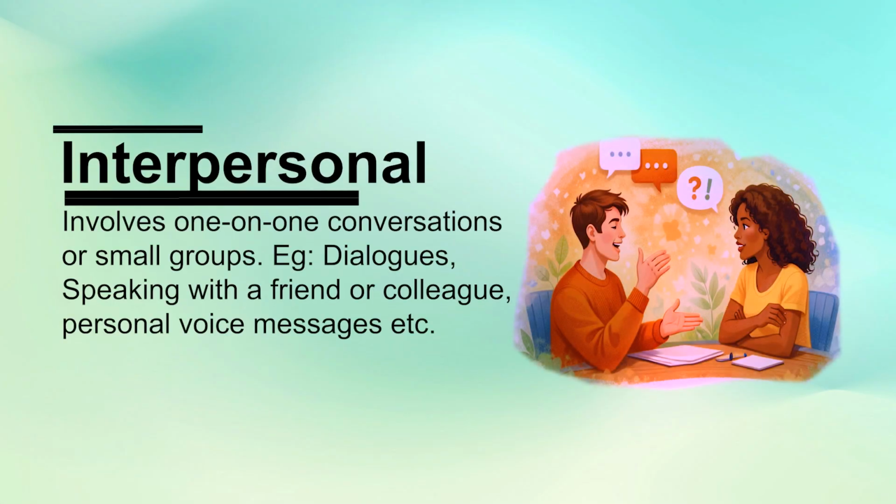The other one would be interpersonal. This involves one-on-one conversation or small groups. That means dialogues, two people speaking, speaker A and speaker B. Speaker A says something, speaker B listens, speaker B responds, speaker A listens. So this kind of one-on-one conversation would be an interpersonal oral communication example. So you're speaking to a friend, a colleague, or sometimes in today's world, you will have noticed you send voice messages. These voice messages are also examples of oral communication that goes through your phone.